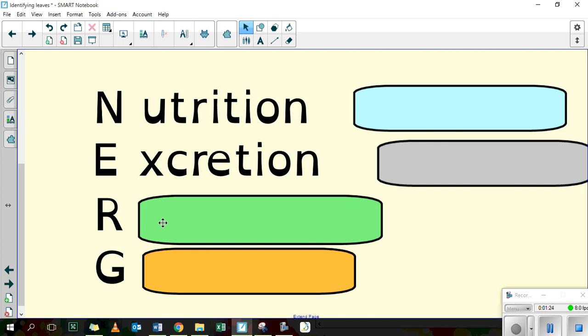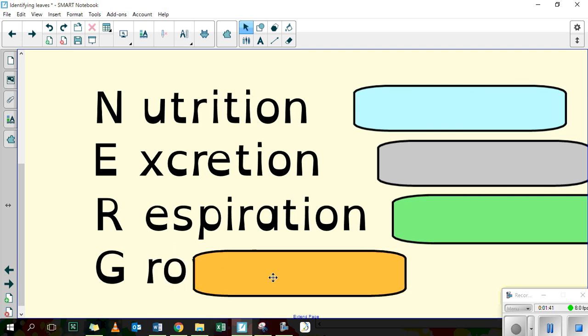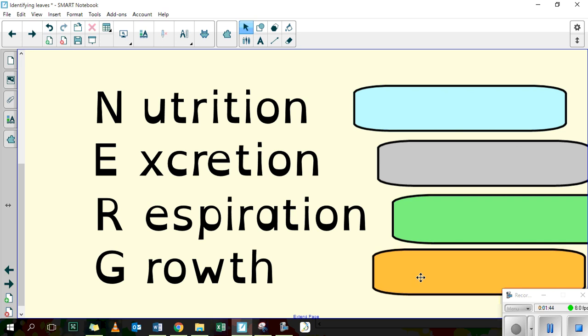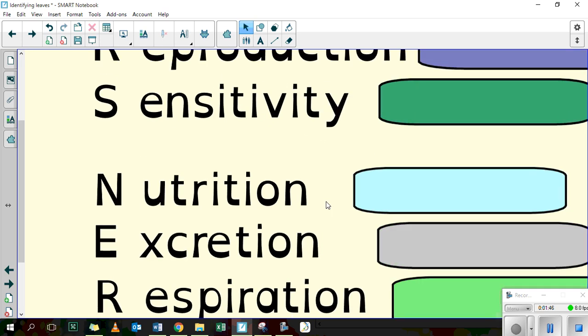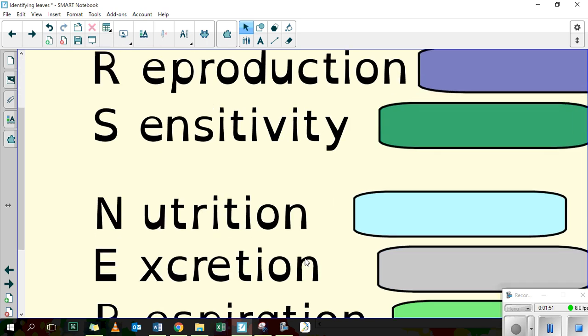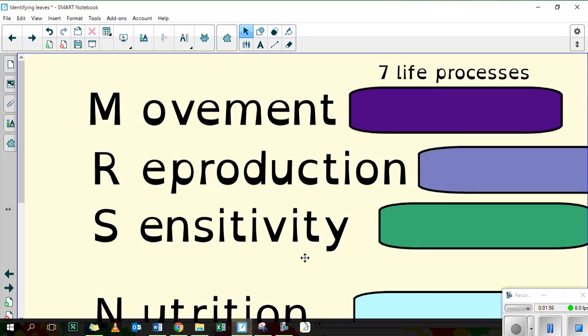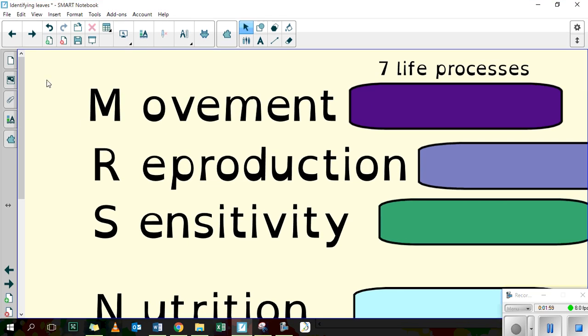R stands for respiration. So every living thing has to respire, and for humans that means we have to breathe. So we have to breathe in oxygen, breathe out carbon dioxide in order to survive. And G stands for growth. Every living thing has to grow. So the 7 life processes are movement, reproduction, sensitivity, nutrition, excretion, respiration and growth. If something does all of those things, then it is a living thing.